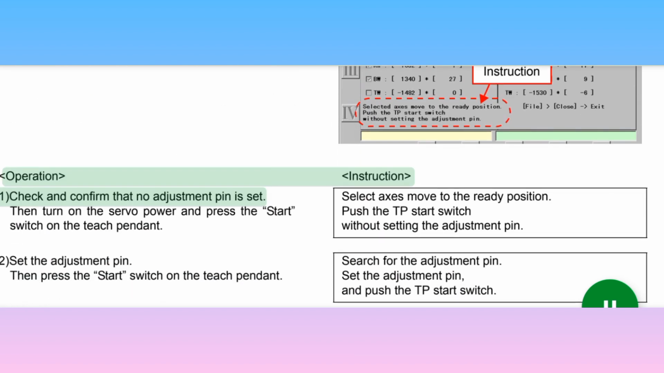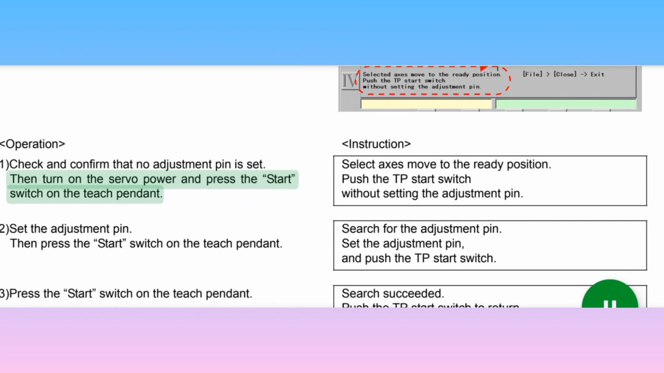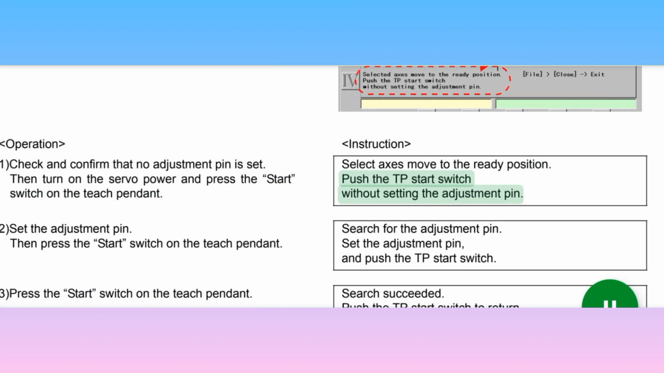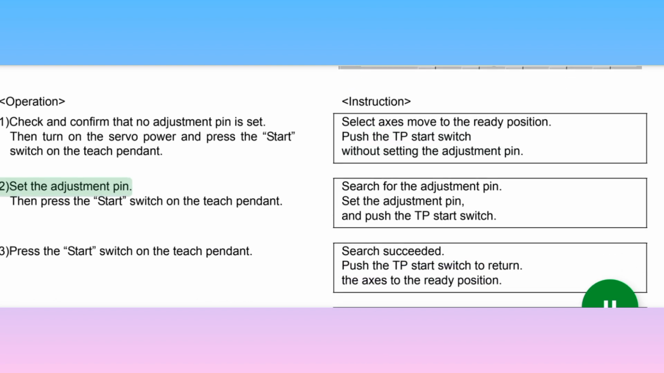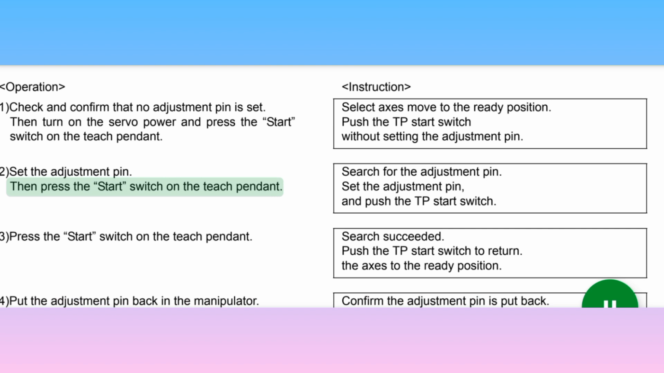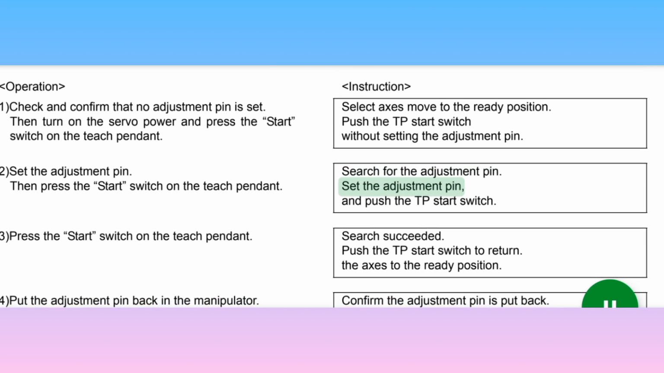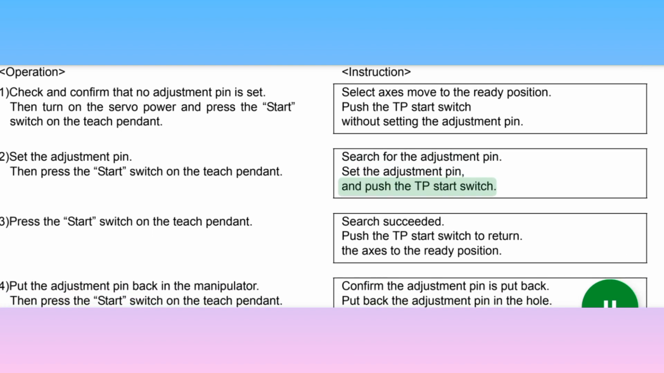Instruction. Operation. 1. Check and confirm that no adjustment pin is set. Then turn on the servo power and press the Start switch on the TEACH pendant. Select axes move to the ready position. Push the TP Start switch without setting the adjustment pin. 2. Set the adjustment pin. Then press the Start switch on the TEACH pendant. Search for the adjustment pin. Set the adjustment pin, and push the TP Start switch.